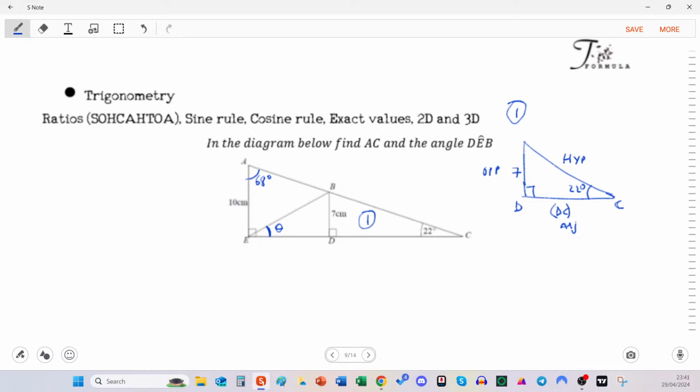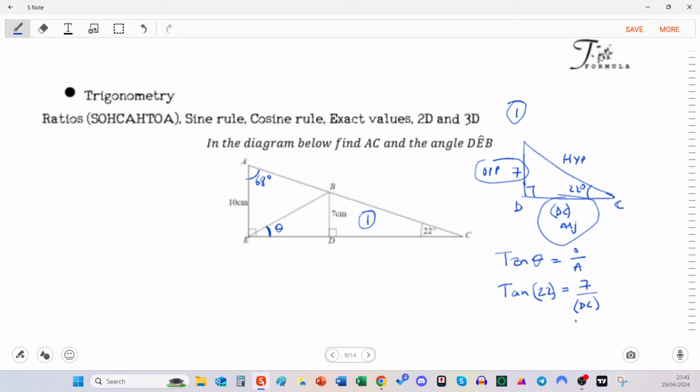Now with SOHCAHTOA, we remember this phrase because it tells us the formulas, the ratios. The formula that we're interested in here involves opposite and adjacent, so it's tangent. So tan of the angle is equal to the opposite over the adjacent. I was thinking about putting the numbers in there, but no, not yet. So the angle is 22, so tan 22, make sure your calculator is in degrees mode, is equal to opposite, which is 7, over the adjacent, which is unknown.